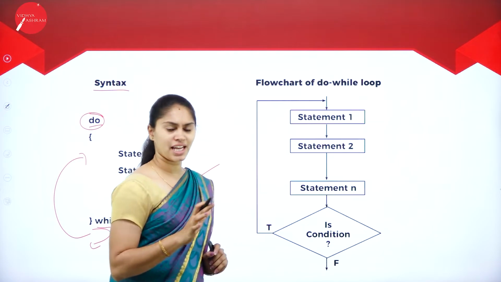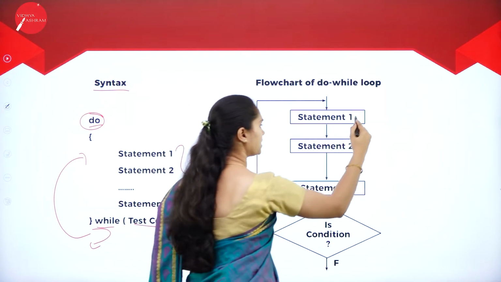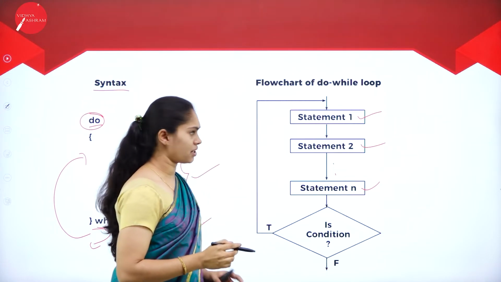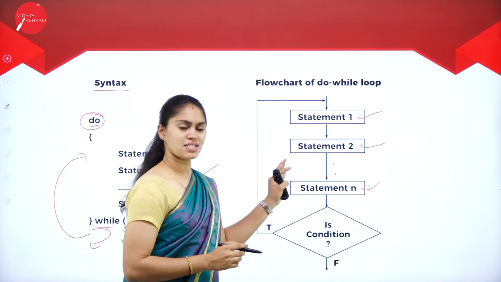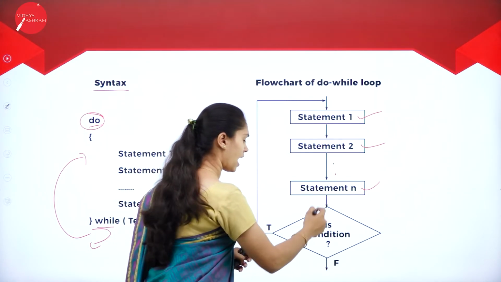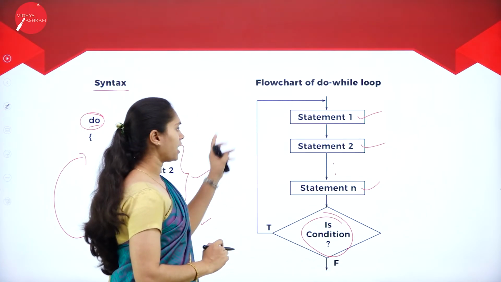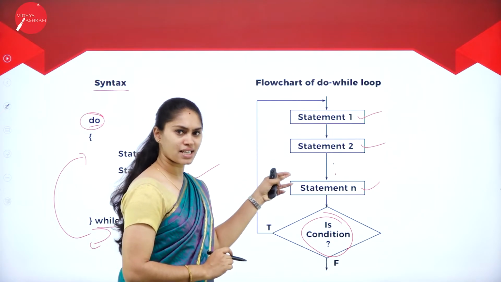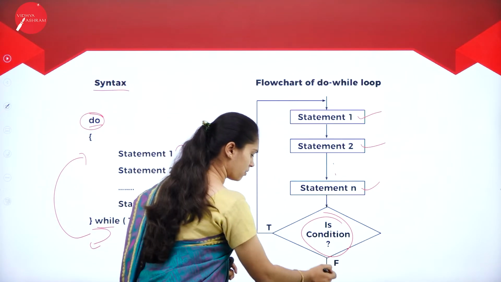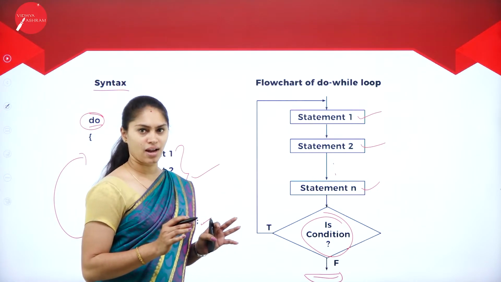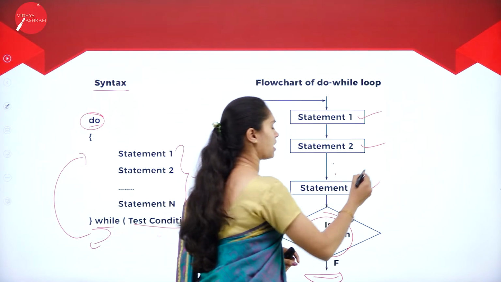First, I am not checking any condition at all. We are simply executing a number of statements, and it can have any number of statements. Once the execution of the statements is over one time, at that time I check the condition. If the condition is true, again I am going to execute the statements again and again. If the condition becomes false, then I am going to move to the next statements of the program. Okay, so let me take one example.